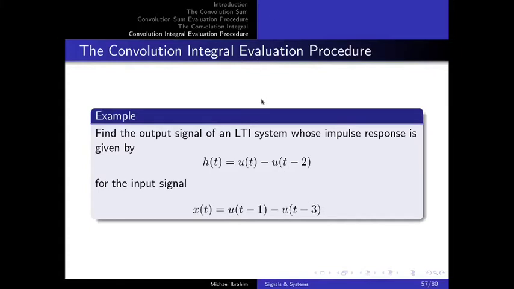We have an LTI system whose impulse response is defined as u of t minus u of t minus 2, which is a rectangular pulse starting at time instant 0, ending at time instant 2. And we need to find the output for the input x of t defined as u of t minus 1 minus u of t minus 3. So let me start by plotting h of tau and x of tau and moving on.